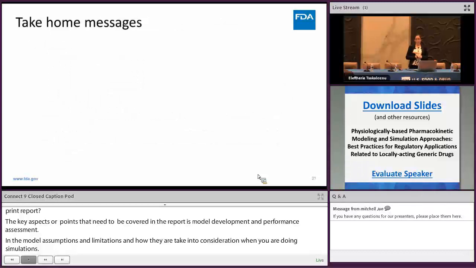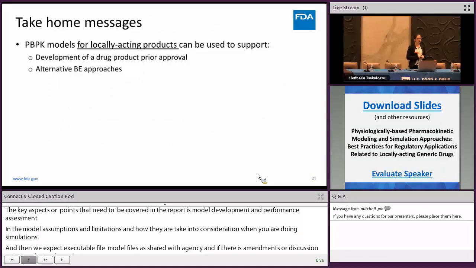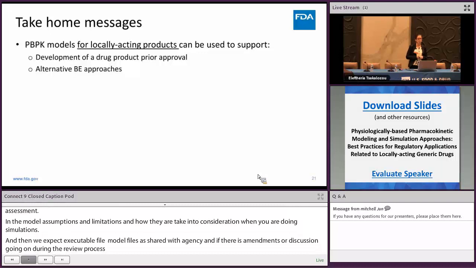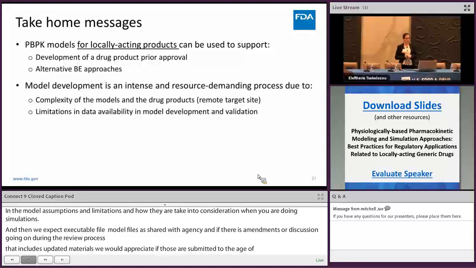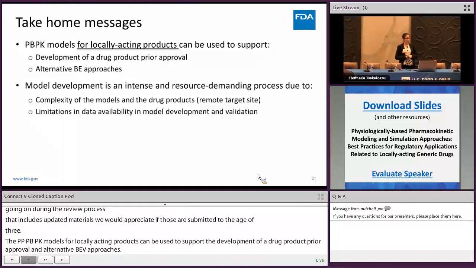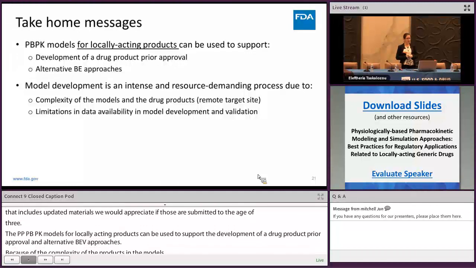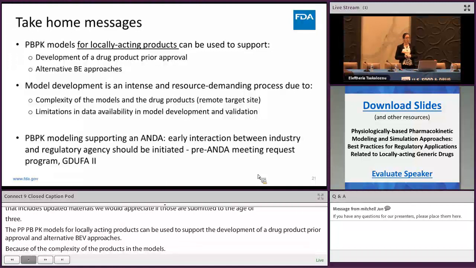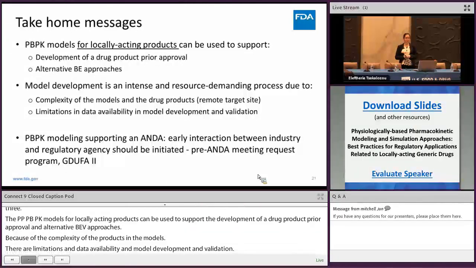So our take-home messages. PBPK models for locally acting products can be used to support development of drug products prior to approval, as well as support alternative B approaches. Model development is an intense and research-demanding process because of the complexity of the products and because of the complexity of the models. And there are limitations on the data availability in model development and validation, and this is another challenge associated with the development of PBPK models for locally acting drug products.